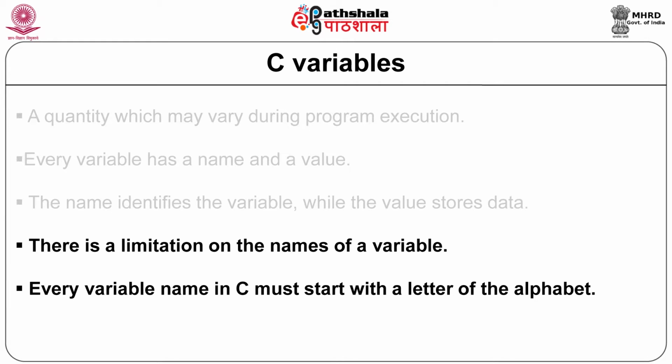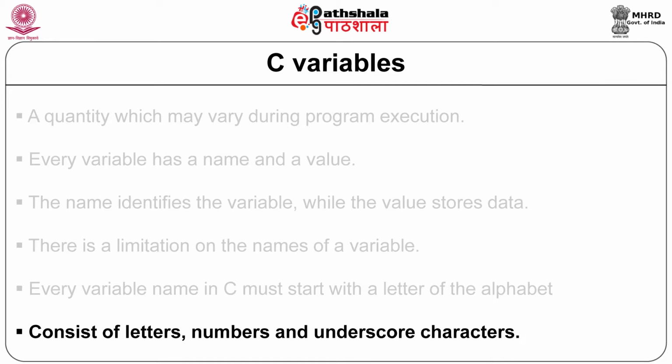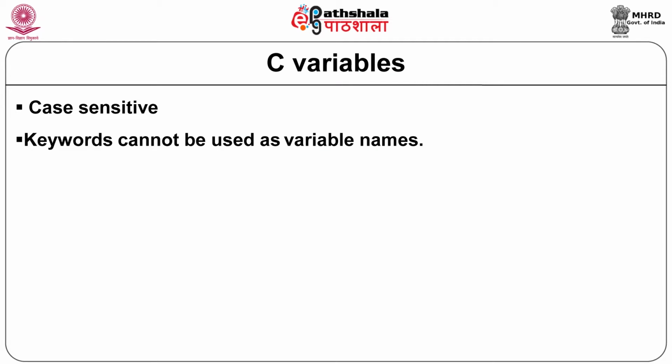There is a limitation on names of variables. Every variable name in C must start with a letter of the alphabet. The variable name consists of letters, numbers and the underscore character. Variables are case sensitive. Any C keyword like main, while, switch, etc. cannot be used as a variable name, because the meaning of the keyword is already explained to the compiler. If we do so, we are trying to change the meaning of the actual keyword. Therefore, keywords cannot be used for variables, or variables cannot be used for keywords.